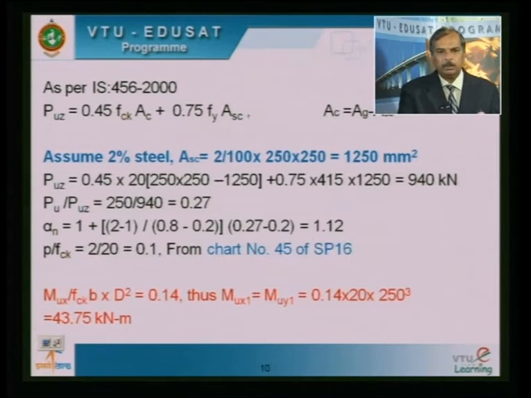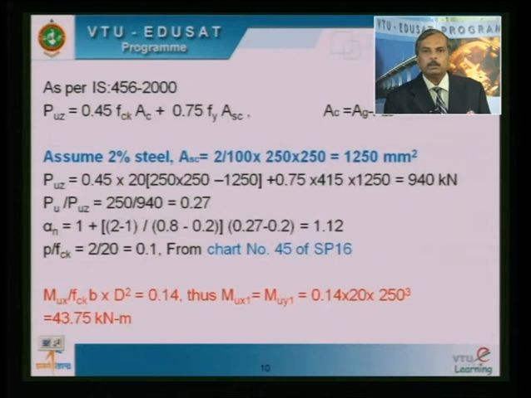Now p by fck is 0.1. So we need to use chart number 45 of SP16 for picking the probable value of the other parameter in connection with Mu. The value I have got from the chart is 0.14. I will show you this 0.14 in the chart later. So Mu x upon fck b D square is nothing but 0.14.